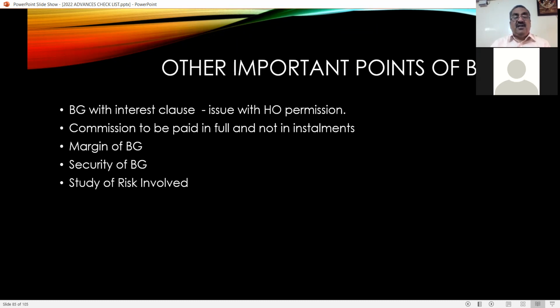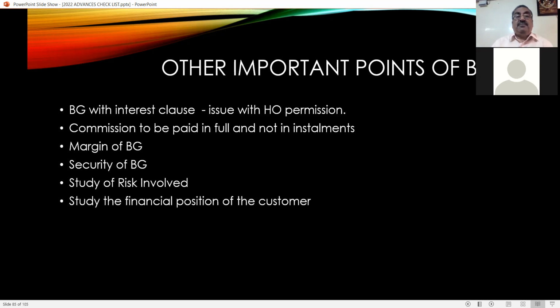And study of the risk involved. So the bankers, before issuing the BG, have to study the risk involved, because the contract may come into the picture or may not come into the picture. Government disturbance will be more, and even political pressures will also be there. Sometimes even the public will agitate against the contract. So all this has to be studied by the banker. Then only the BG will be issued.